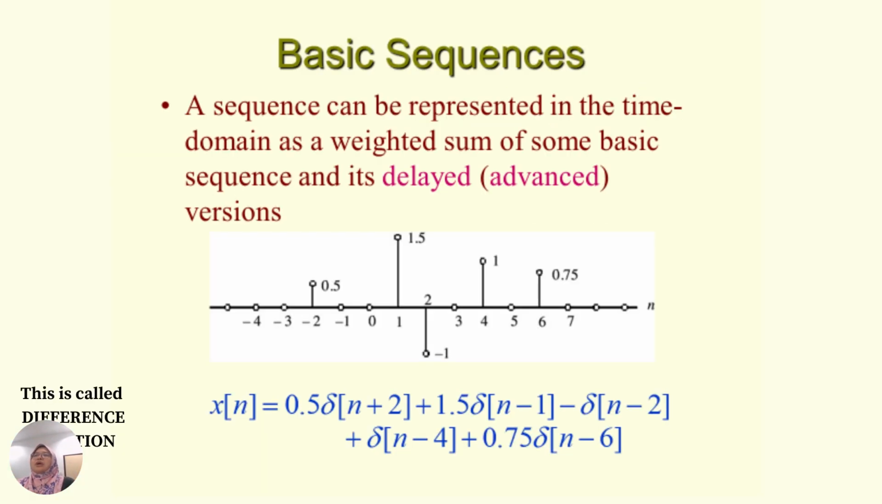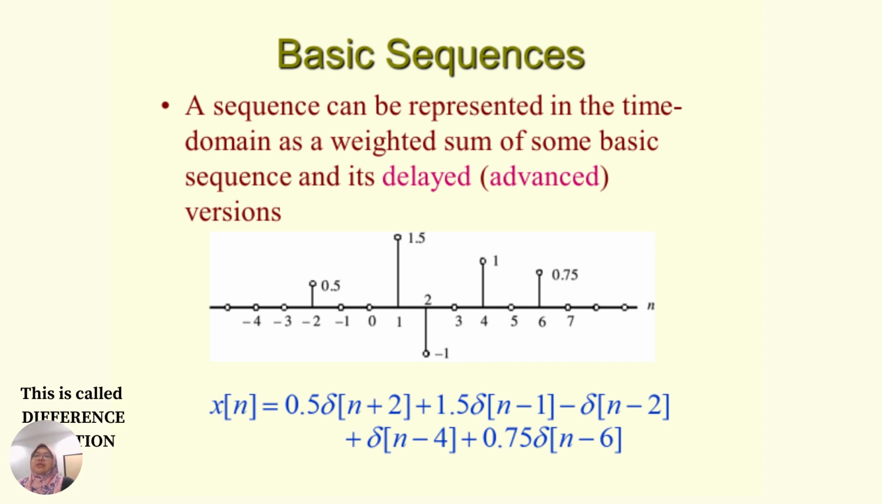Okay. Now, this basic sequence can be represented in the time domain as a weighted sum of some basic sequences and their delays and advances. This is actually called a difference equation. So if you have a sequence of numbers like in this example, you can write it in the form of a summation. But it doesn't mean that we can add all these values together. No, it only shows that there is a sequence of numbers, because you cannot simply add them, because there is a bracket here.